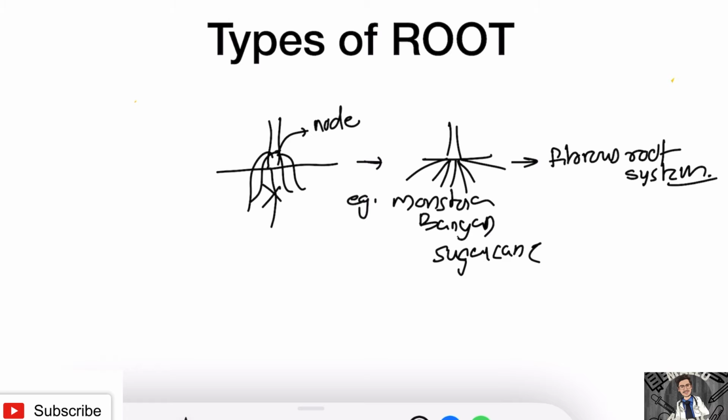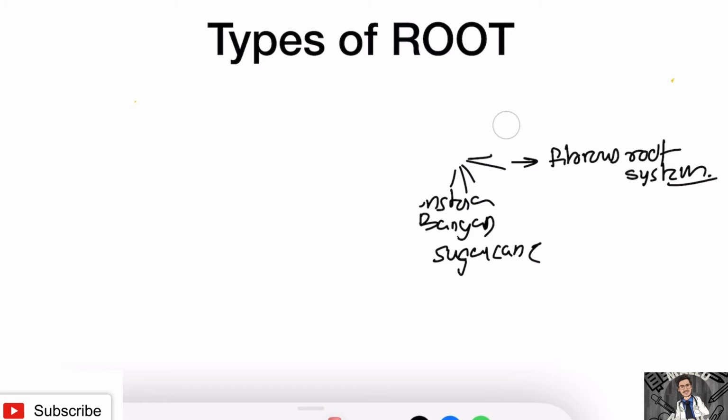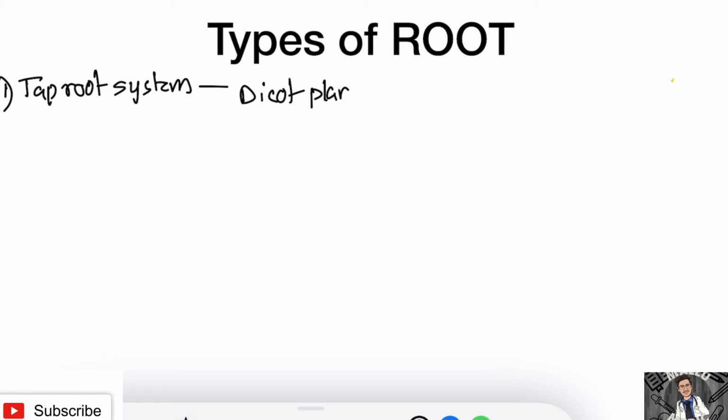So let's see what are the types of roots. Alright, I'll just erase this up. Fine. So what are the types of roots? So basically we have three types of roots. So first of all, we have taproot system, and this type of root system is seen in all dicot plants. So basically the angiosperms are divided into two, dicotyledons and monocotyledons, and all the dicot plants have taproot system.